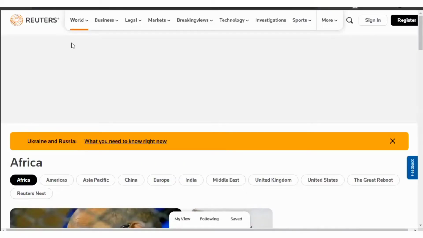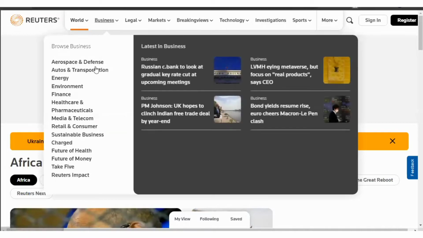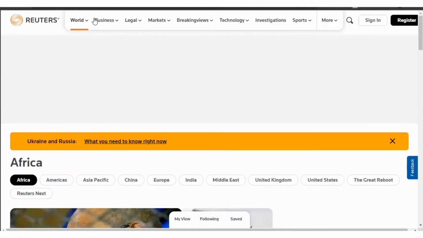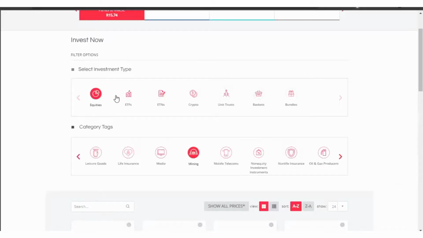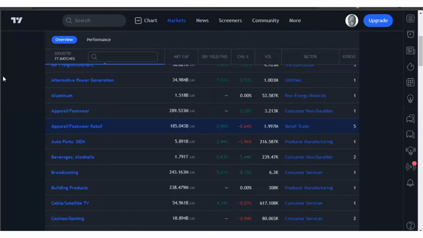Another thing I might do is use a website like Reuters to find out if I can read more about the clothing industry, or apparel as it's known. And then I would go back to Easy Equities once I found a company and make the investment. But before doing that, let's look at the industries that are available in South Africa.